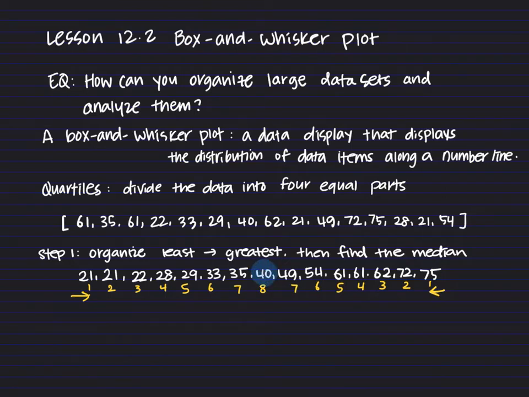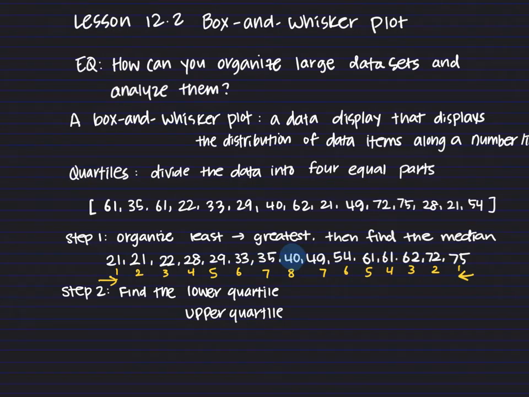That's my first step. Now the next step is to find the lower quartile and the upper quartile of this data set. The lower quartile is the median of the lower half. So you look at this half of the data set and see which one is the middle number. You count them off, 1, 2, 3, and by the time you've counted 3, you have a number, which is 28 in this case.